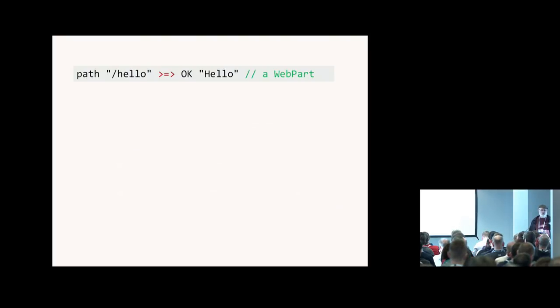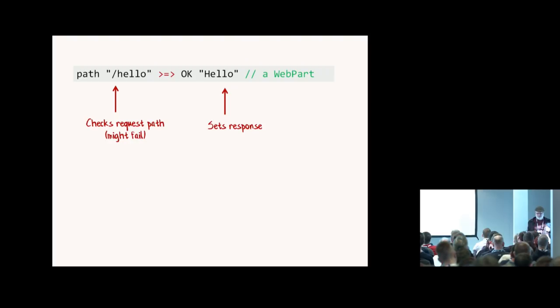If the path is not hello, it's going to fail. If it does succeed, it's going to return 200 with hello. Okay, so that's where the failing thing is. The whole web part, this whole new web part, will fail. Just like with the railway track, it's going to bypass the next stage. If the path thing fails, the OK will never happen.